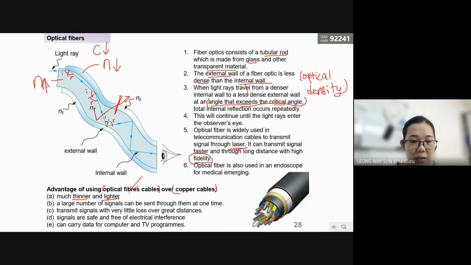So over here, a large number of signals can be sent through them at one time. Transmitting signals with very little loss over great distance.